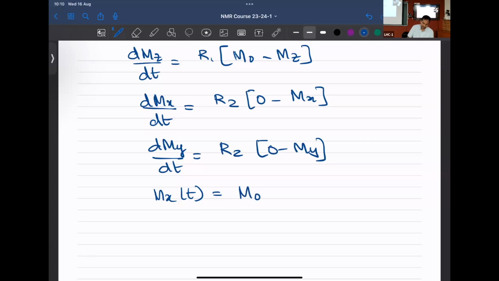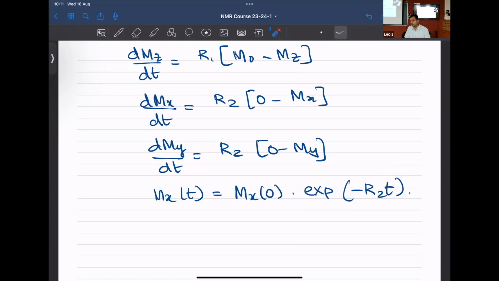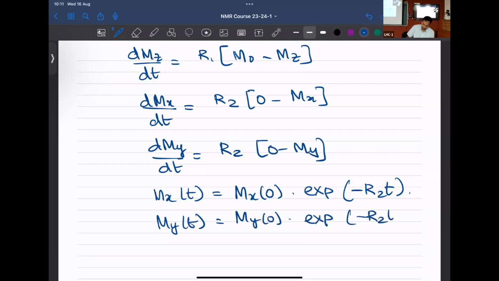Very good. Mx of 0, just a moment. Mx of 0 times t. That should be a t variable, right? dt is there. Okay. So I hope the people who ended up deriving got this. This is rather straightforward. Literally the same thing you're going to get for My of t, which is going to be My of naught times exp minus R2 t.